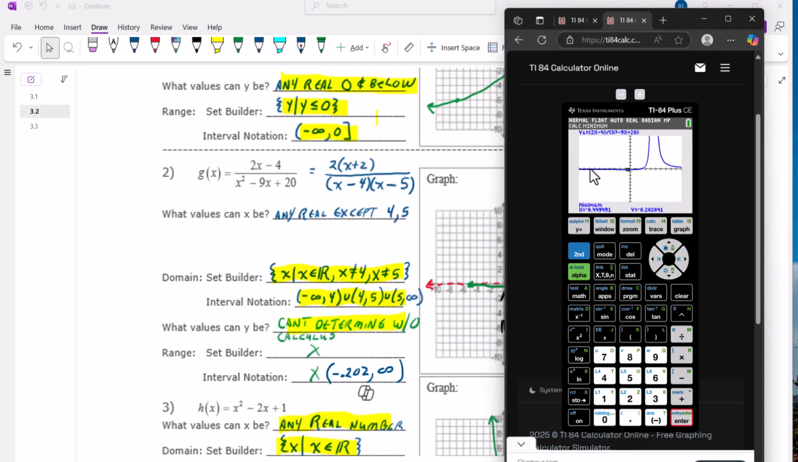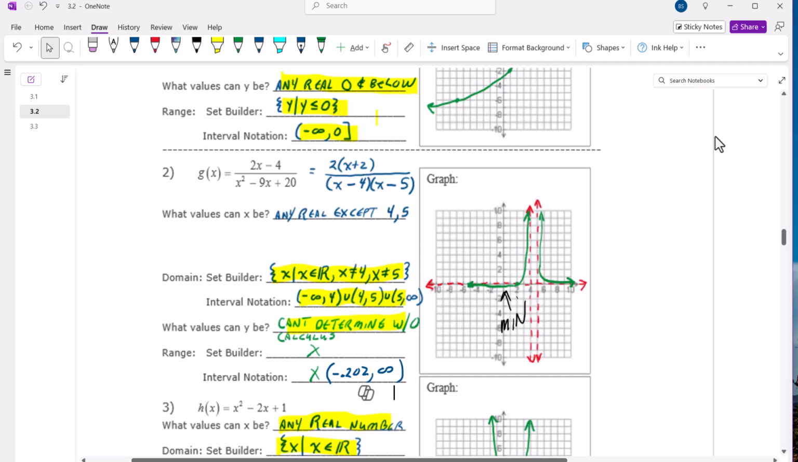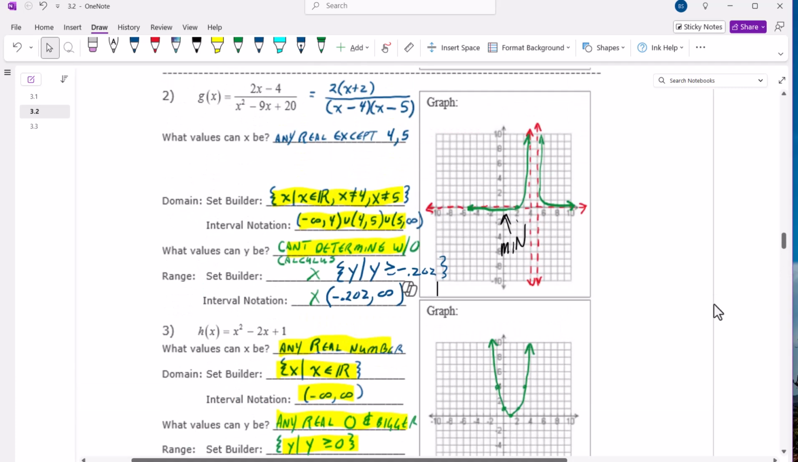So it looks like it goes through every point on there, except it won't be less than that number, negative 0.202. Okay. And I guess in set builder, you could say the set of y such that y is greater than or equal to negative 0.202. This problem's not really all that important for a student in this level of a class.